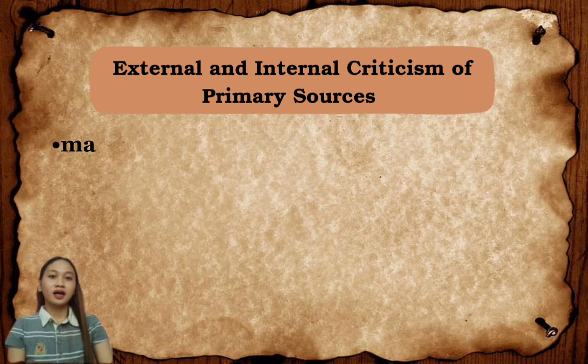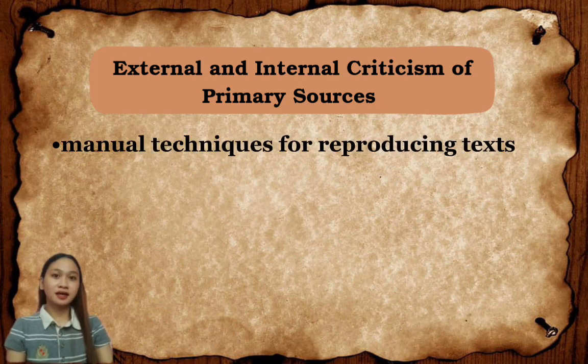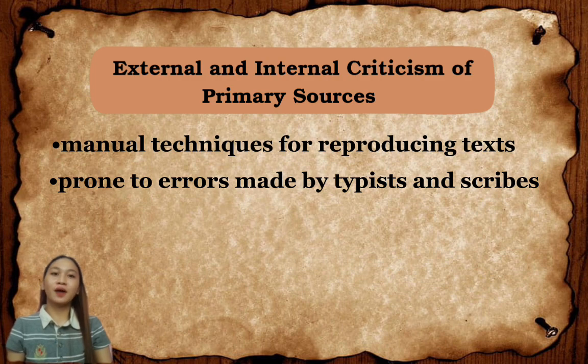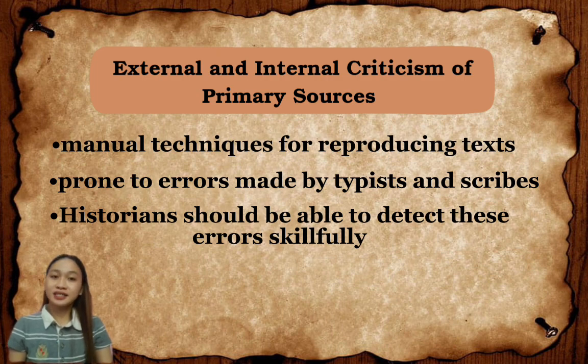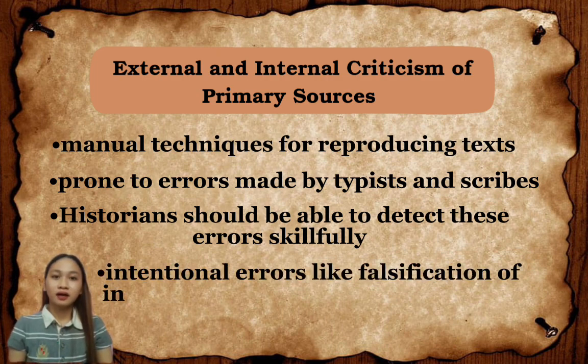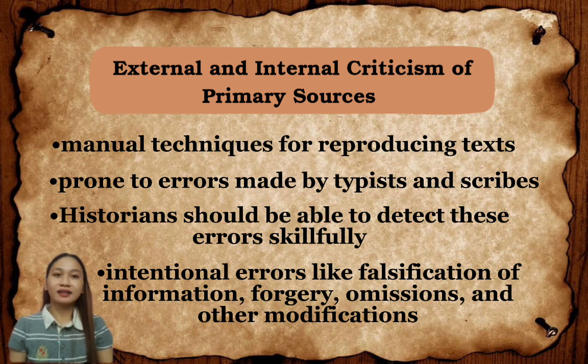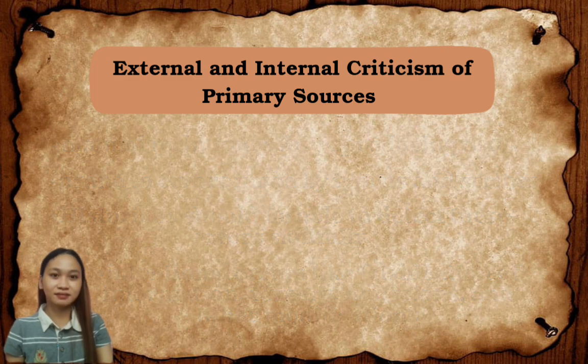For example, before computers and copying machines, manual techniques for reproducing text were widely used. These procedures were prone to errors made by typists and scribes. Historians should be able to detect these errors skillfully. This skill is even more critical in cases of intentional errors like falsification of information, forgery, omissions, and other modifications that could have been made to documents to serve different purposes and agendas.